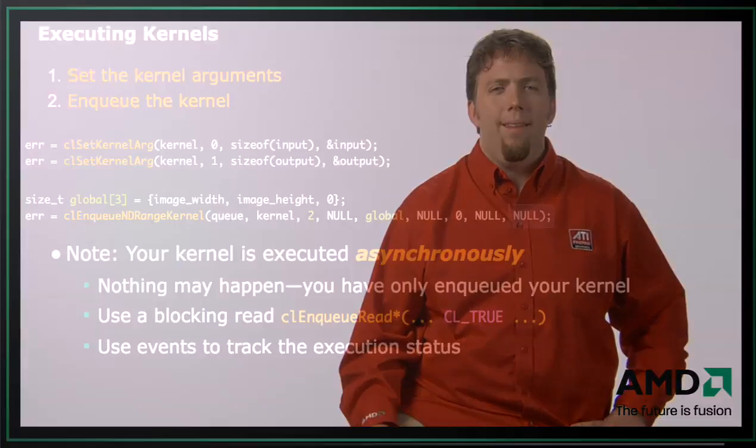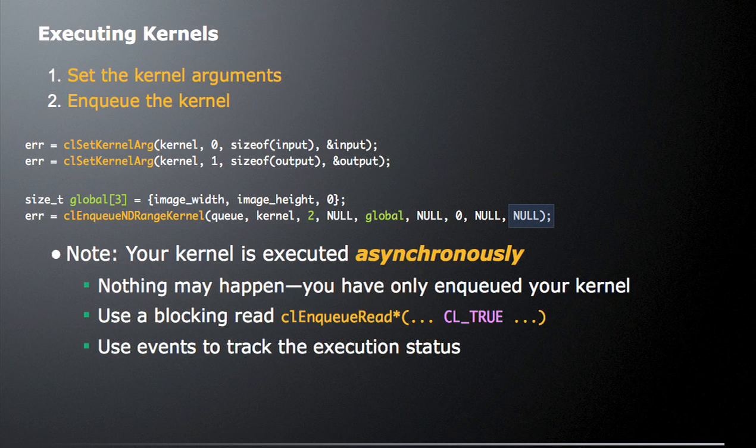Now that we've compiled our program objects and created our kernel objects, we want to execute our kernel. There are 2 basic steps in executing a kernel. The first thing we need to do is set the kernel arguments, and the next thing we'll do is enqueue the kernel. So let's look specifically at how you would set the kernel arguments.